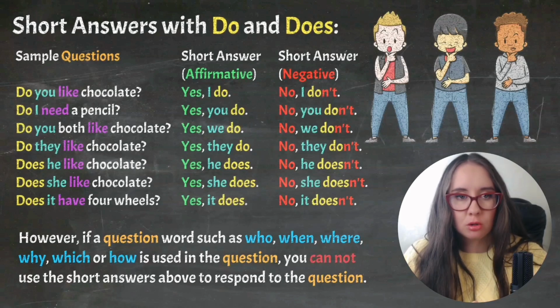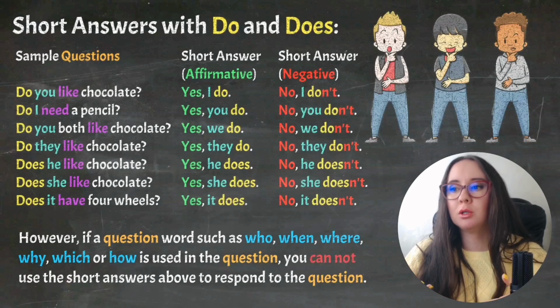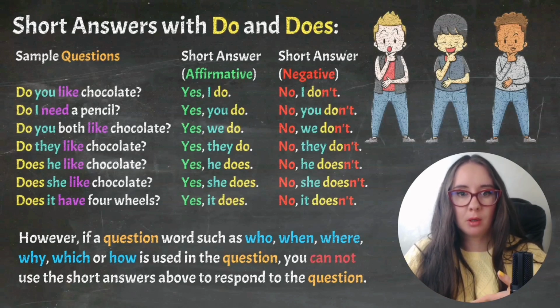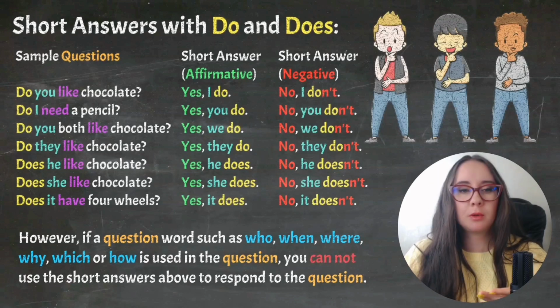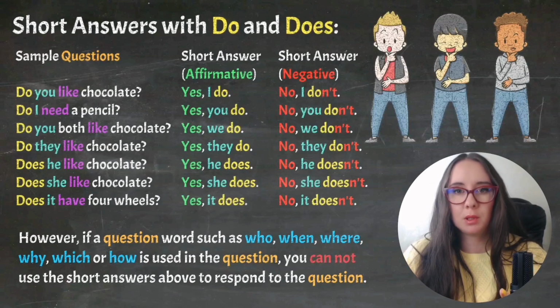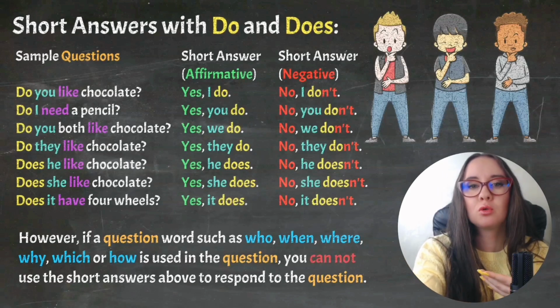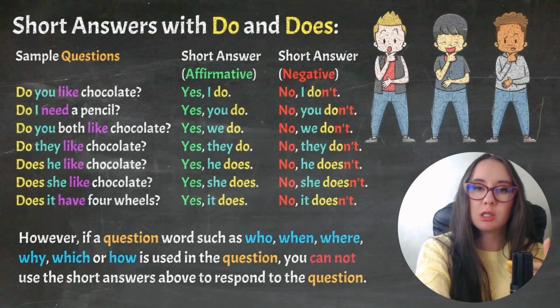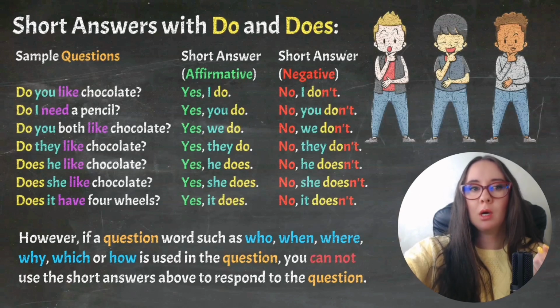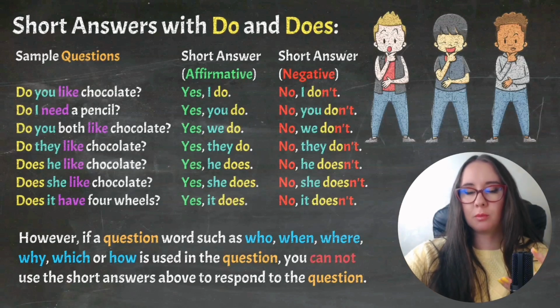How much chocolate do you eat every day? For example, I eat chocolate once per day or once per week. Explanation, details. We want to know the information. That's why we use question words. So when you use question words, you can't use a short answer, just yes I do, no I don't. This is just for standard, general questions.